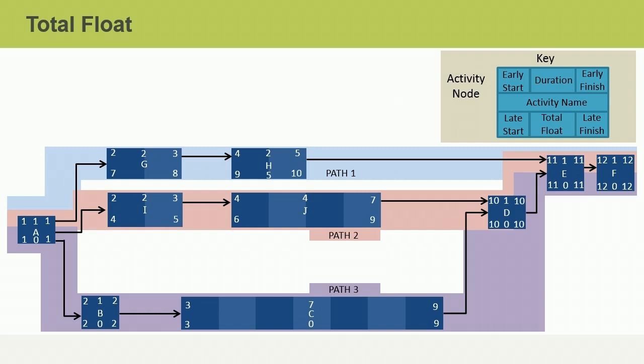Now let's evaluate Activity J. Can you calculate the float? Feel free to pause the video at any time and resume when you're ready. If you said Activity J has a float of 2, you are correct.